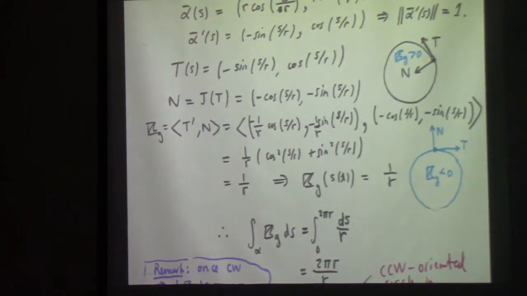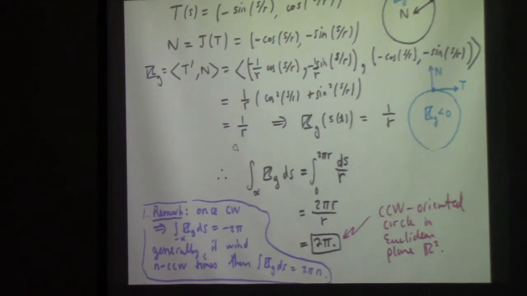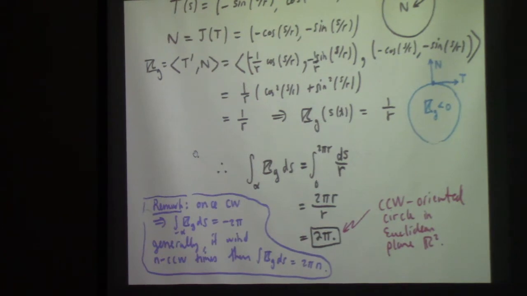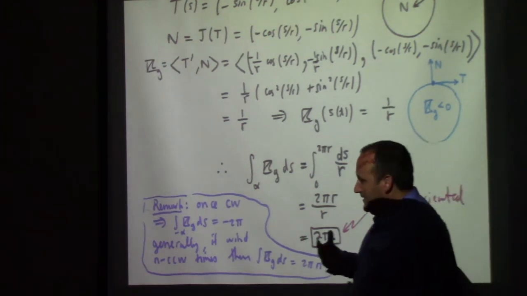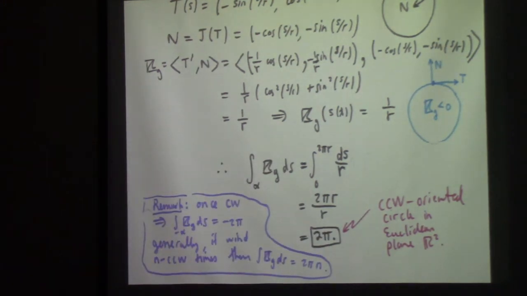So the total geodesic curvature of a counterclockwise oriented circle, one time around in the Euclidean plane, is 2 pi. If we had gone clockwise instead of counterclockwise, we would have got minus 2 pi. So geodesic curvature is an oriented idea. The direction of the curve matters. All right.